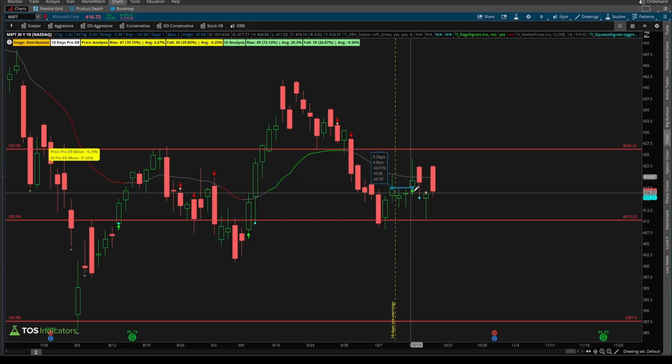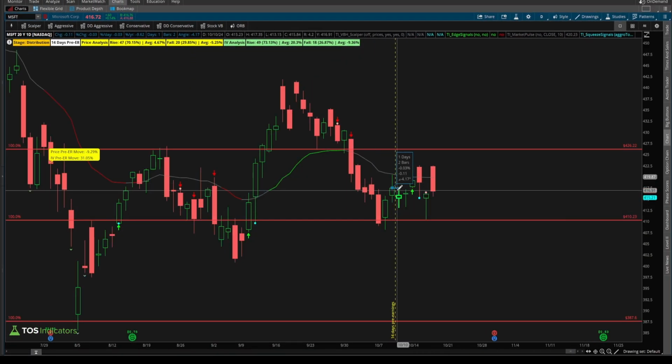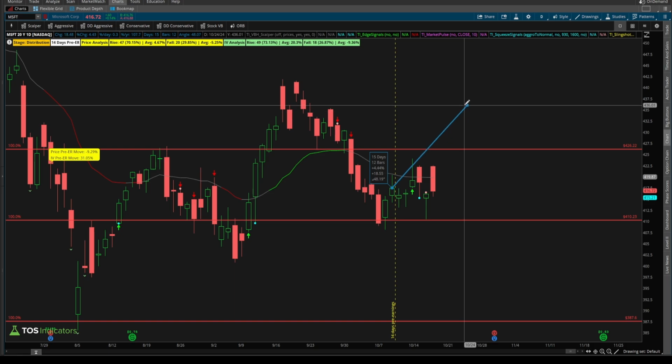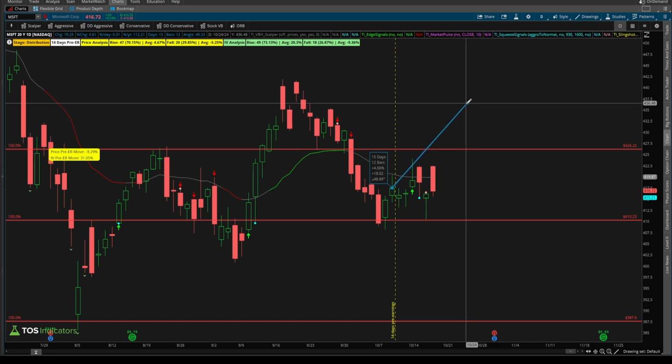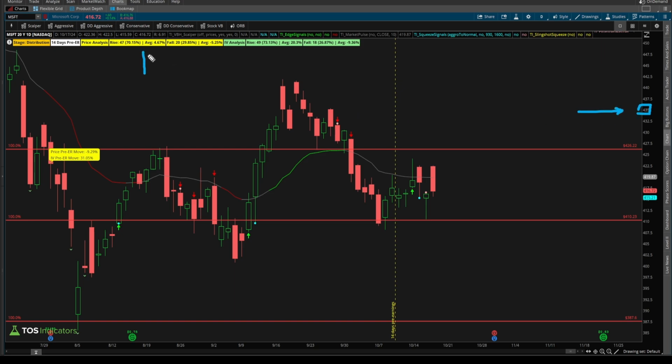So if we were to take our price from where this 14-day period began and extrapolate the 4.67%, that gives us a price somewhere near this 435 mark. So keep that in your head as one general level where historically, that's where we're looking for price to gravitate towards pre-earnings.